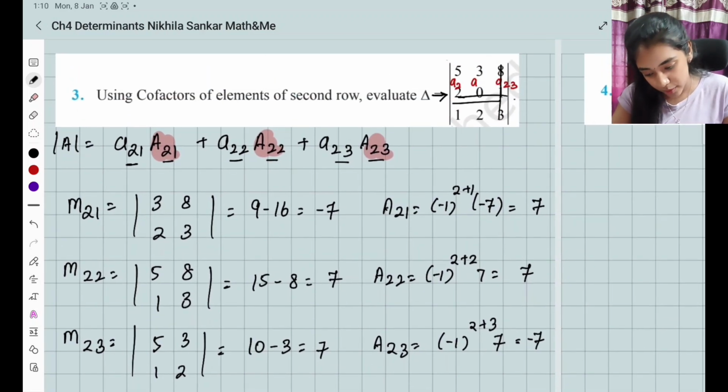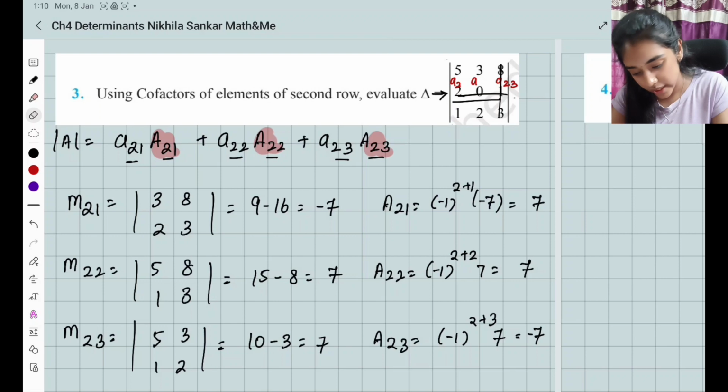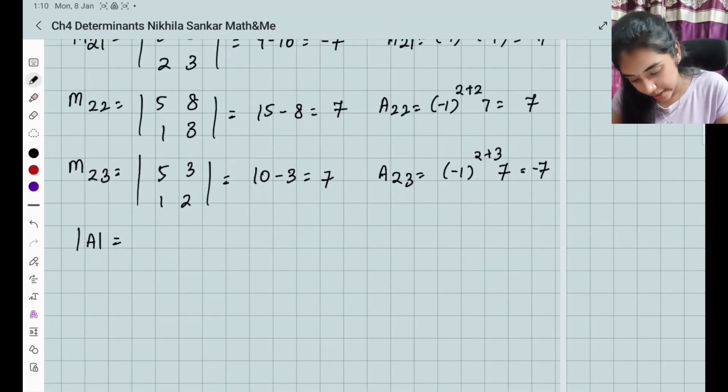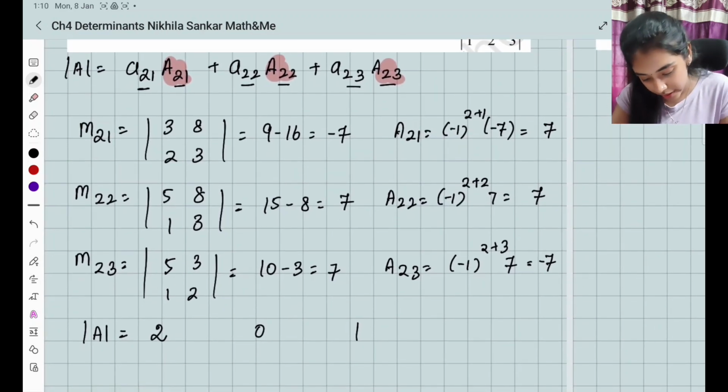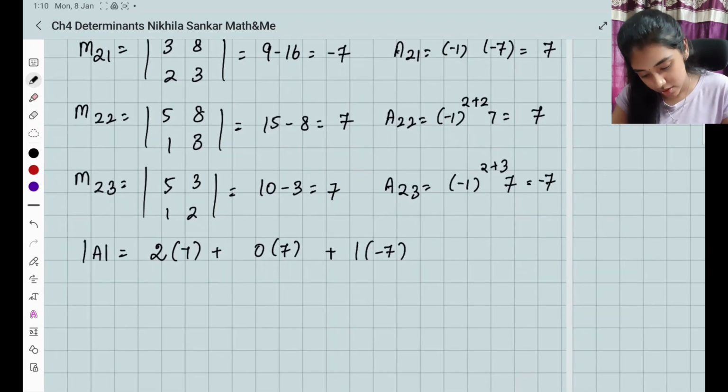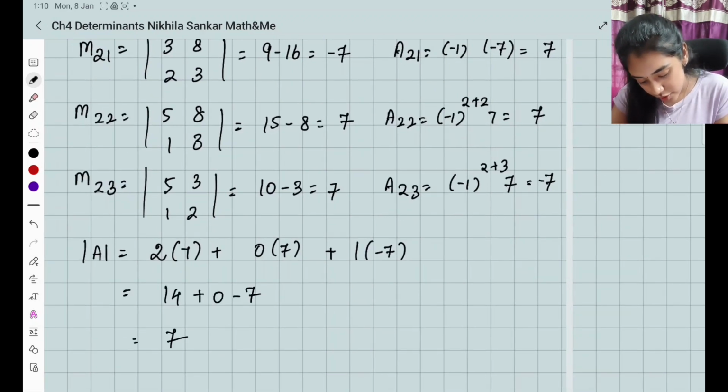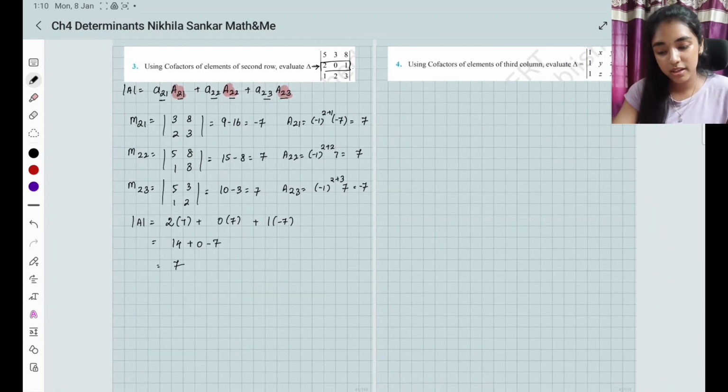Determinant of a is going to be a21 என்ன 2, 0, 1. I'll erase this. So a21 is going to be this row இல்லையா, 2, 0, 1. So I have 2, 0, 1 and what are the respective cofactors? 2 into 7 plus 0 into 7 plus 1 into minus 7. So this is going to be 14 plus 0 minus 7 which is going to be 7. Okay, so if the cofactor matrix வெச்சு you can find out what the determinant is. Okay, please copy.